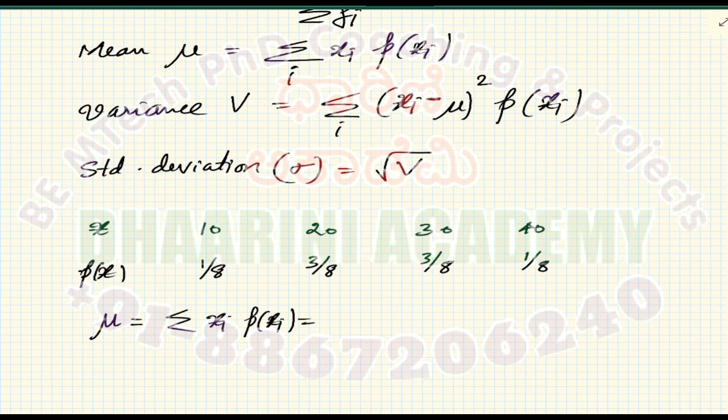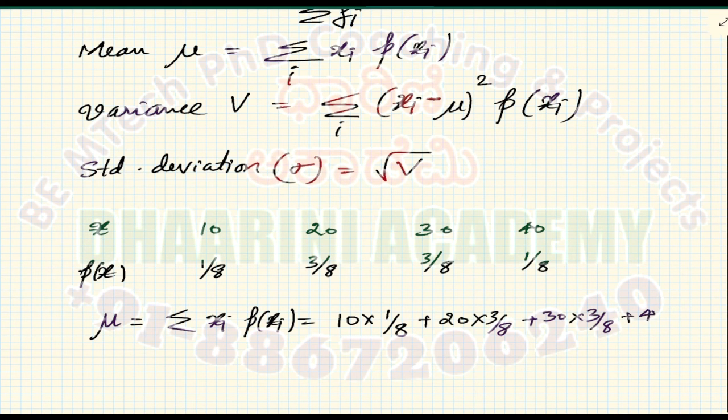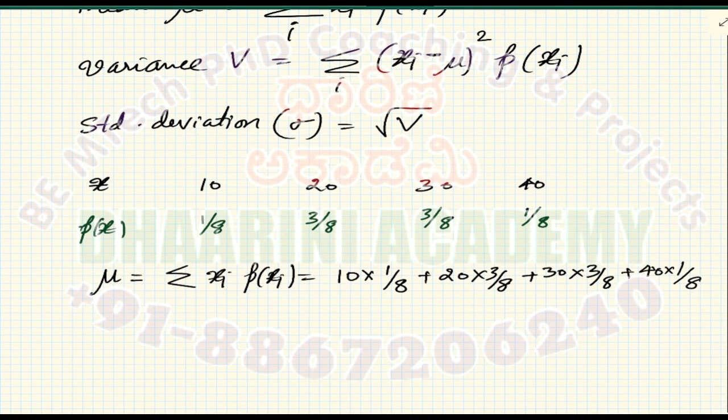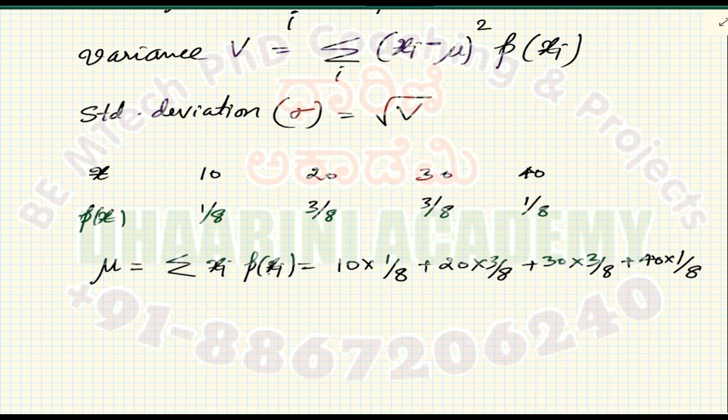So how can we write that? This is equal to, xi is 10, so 10 into 1 by 8, plus 30 into 3 by 8 plus 40 into 1 over 8. So when we calculate that part, the mean here comes to be 25. Now we'll go ahead and calculate its variance.